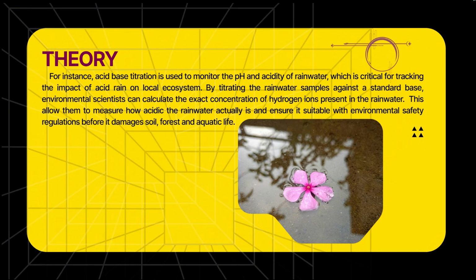For instance, acid-base titration is used to monitor the pH and acidity of rainwater, which is critical for tracking the impact of acid rain on the local ecosystem. By titrating the rainwater samples against a standard base, environmental scientists can calculate the exact concentration of hydrogen ions present in the rainwater. This allows them to measure how acidic the rainwater actually is and ensure it is compliant with environmental safety regulation before it damages the soil, forest, and aquatic life.